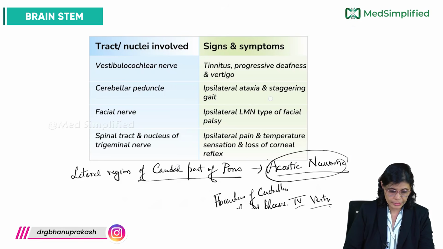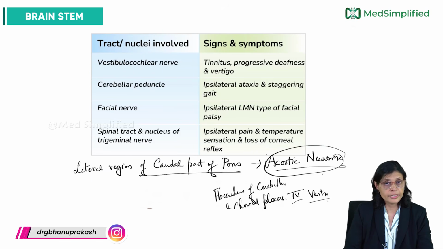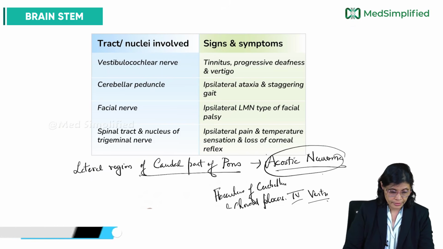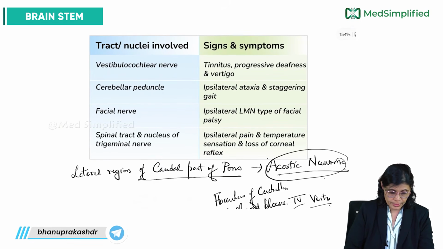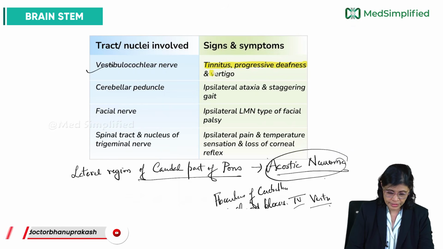This is basically a tumor which develops from the Schwann cells surrounding the cochlear nerve. That's why it's called acoustic neuroma. Now what will happen? First, there is damage to the vestibulocochlear nerve, right? Because of this damage, it results in tinnitus, progressive deafness and vertigo.